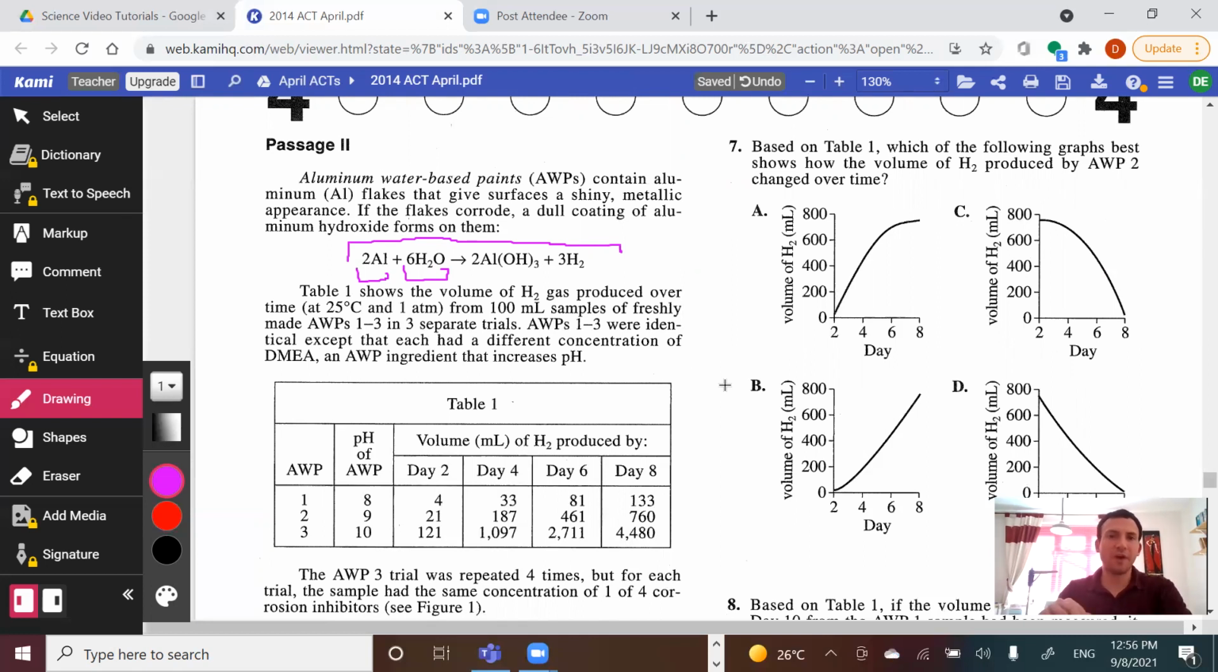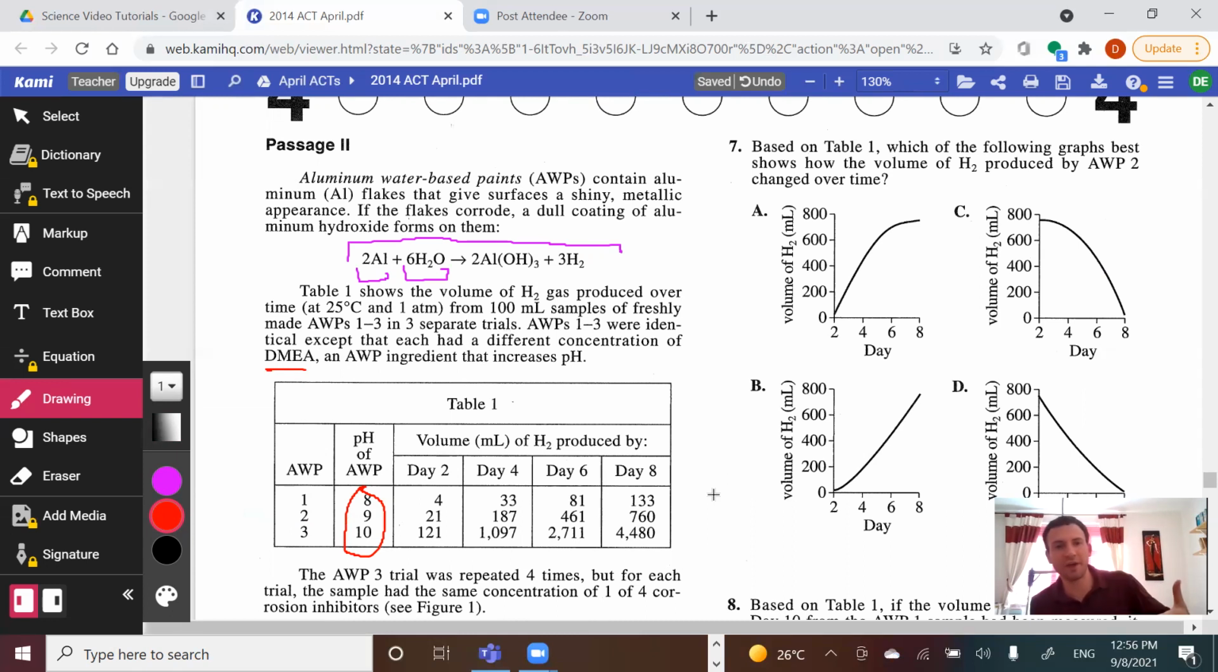So table 1 shows the volume of H2 gas produced over time at 25 degrees Celsius and 1 atmospheric pressure unit for 100 milliliter samples of freshly made AWPs, so aluminum water-based paints 1 to 3 in 3 separate trials. AWPs 1 to 3 were identical, except each had a different concentration of DMEA, an AWP ingredient that increases pH. So they're saying, hey, look, all of these are the same. Nothing's different except for the pH. They have different levels of DMEA, so they have different pHs.